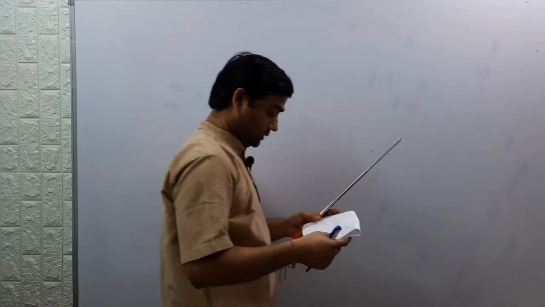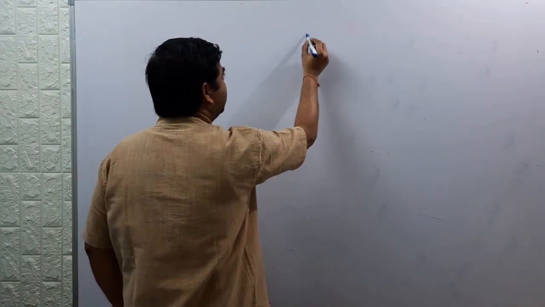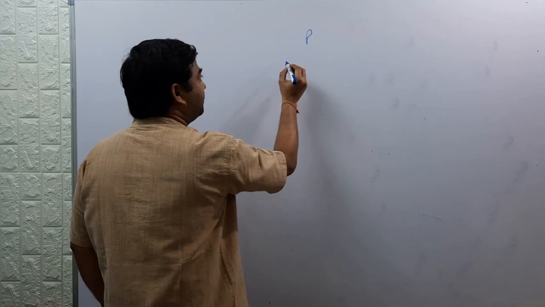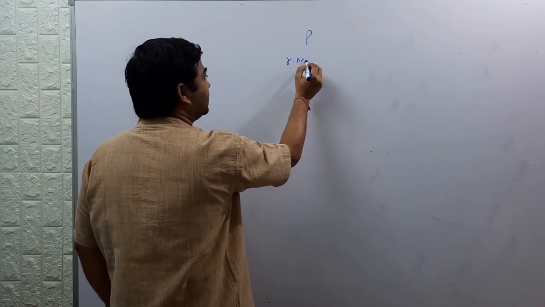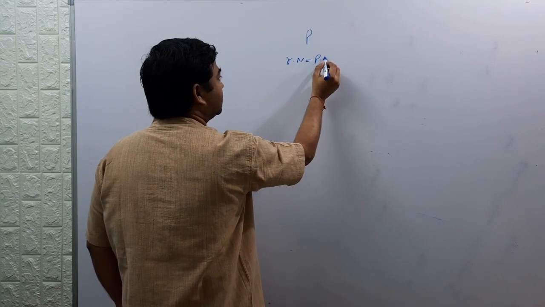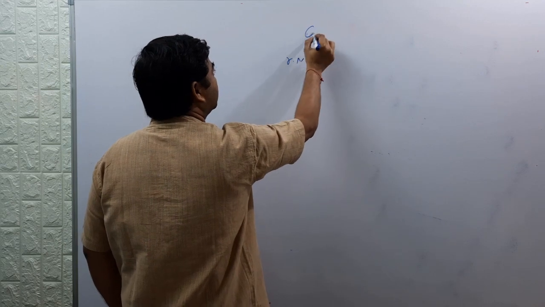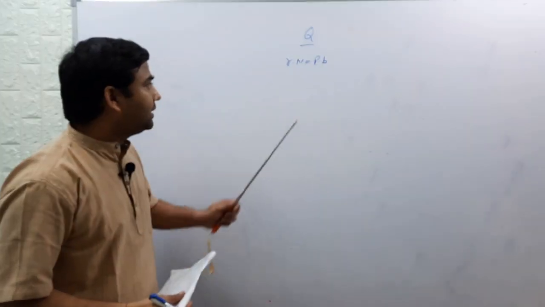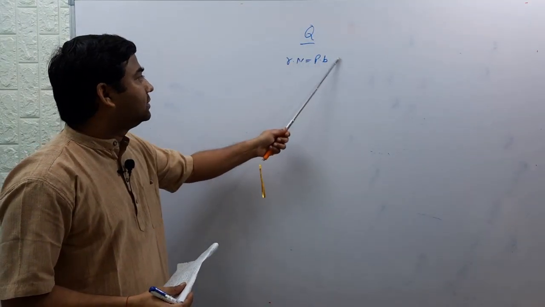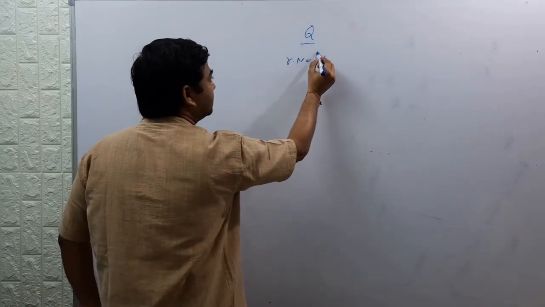Similarly, another case: the equation of a line which passes through point P and is perpendicular to the plane r dot n is equal to p dot b. Let this pass through point Q. A line which passes through point Q, and this is the equation of the plane. We have discussed this form, r dot n is equal to p dot b.